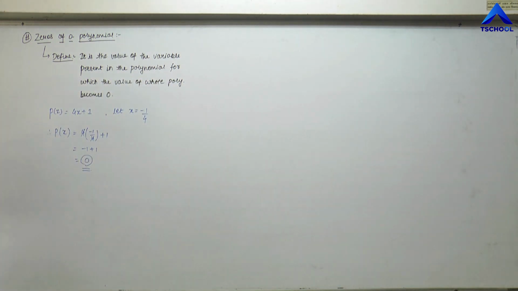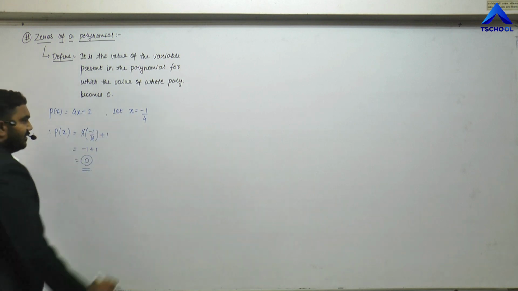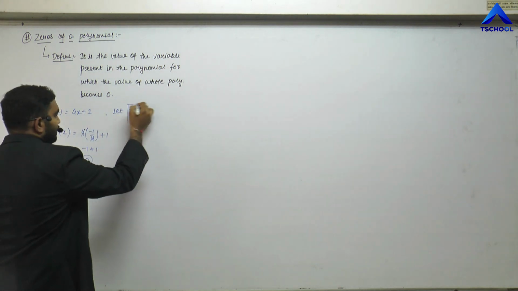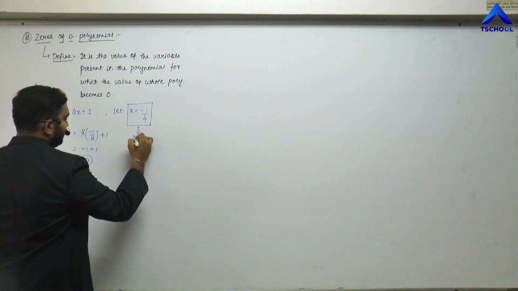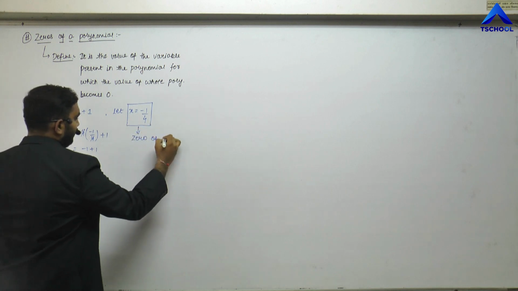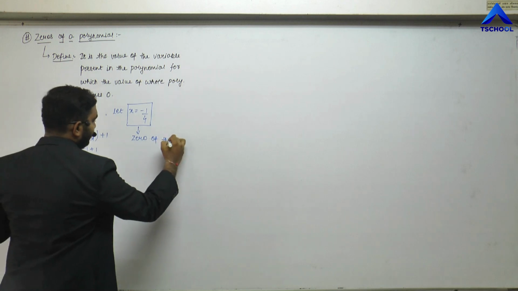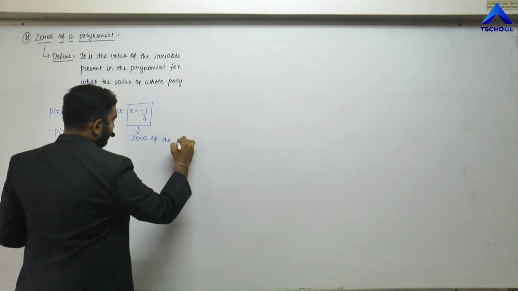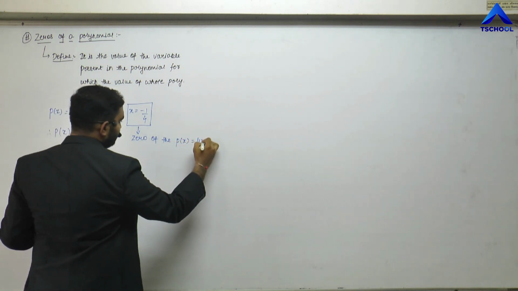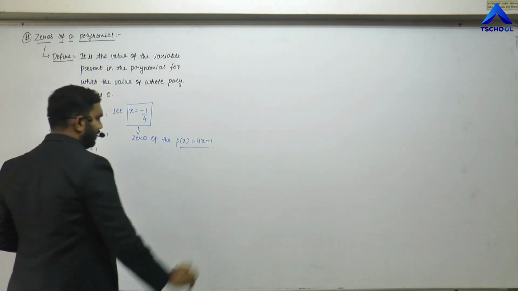So if it becomes 0 here, at what value did p of x become 0? At x equals minus 1 by 4. That means this x equals minus 1 by 4 is known as the zero of the polynomial. P of x is equal to 4x plus 1.